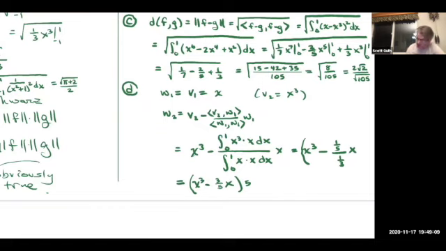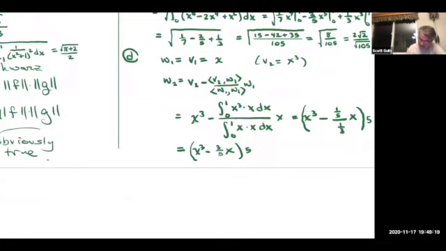Because the whole point is to make them perpendicular, but it doesn't matter how long they are, what their magnitude is. Okay, so in the end, we're going to get 5x to the third minus 3x. And that's going to be orthogonal to x up above.